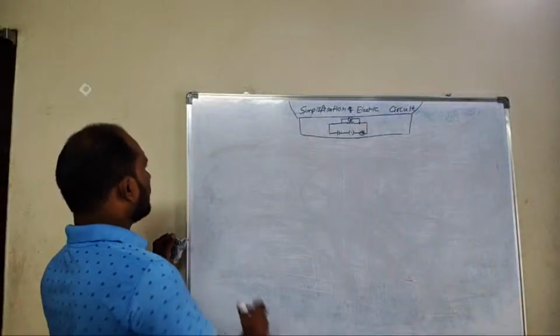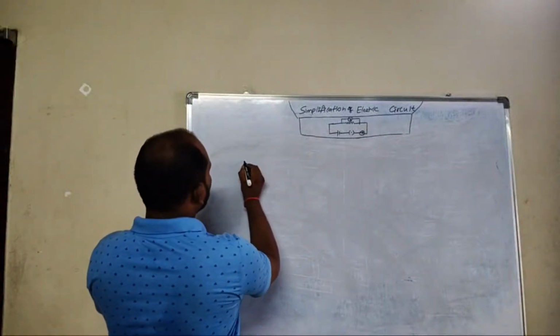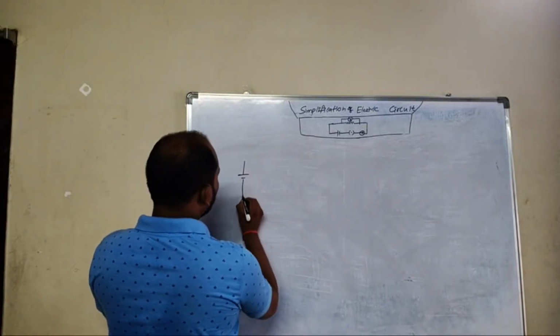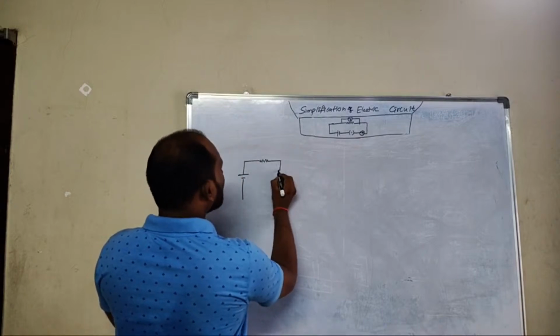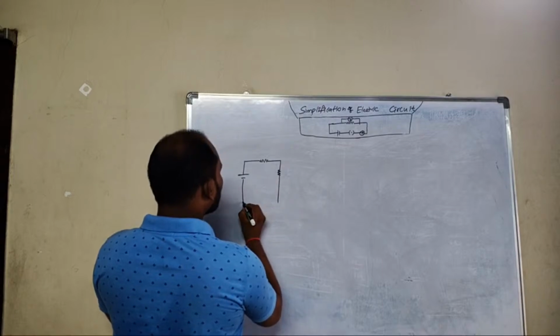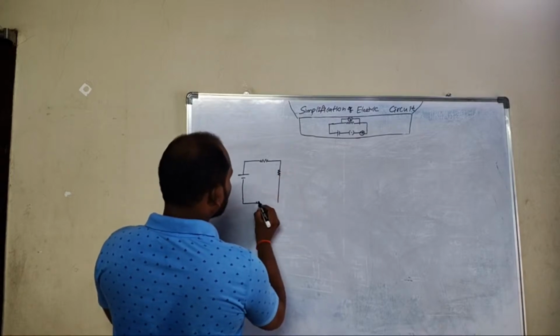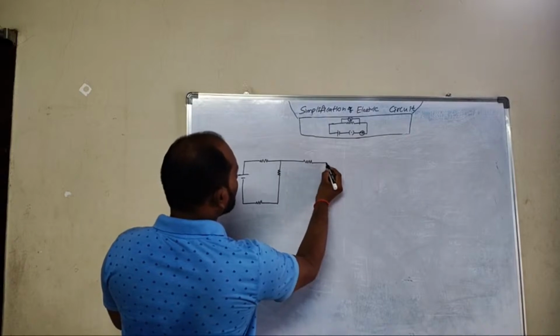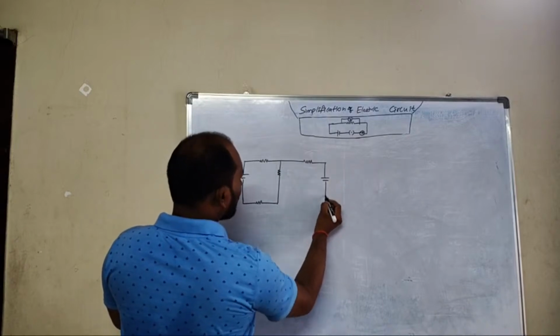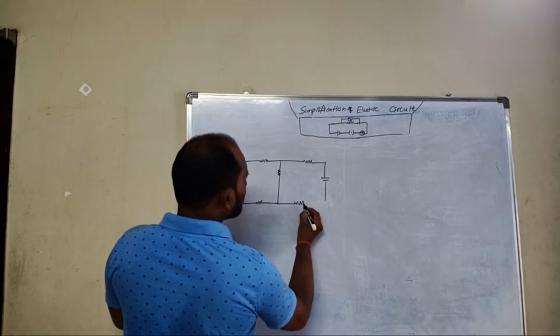Let us say this is a battery and this is a resistance, and this is one of the resistances, and we have another resistance here, and this has a resistance, and we have another battery, and we have a resistance here.